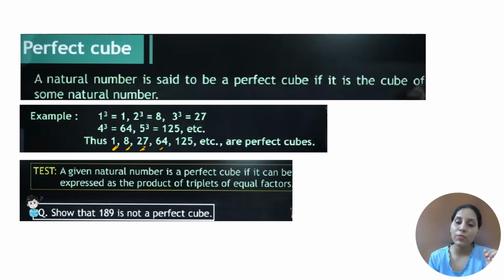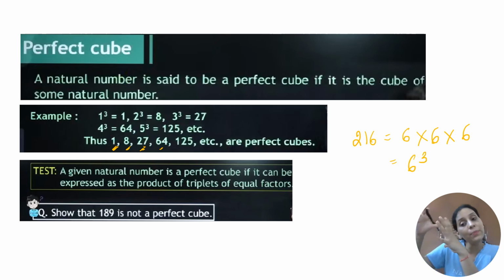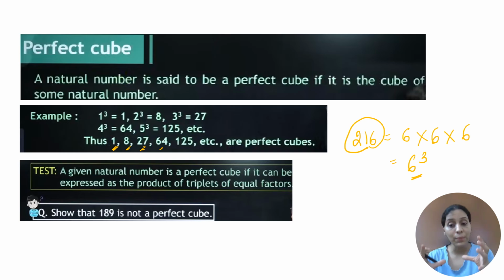Now for example, if I take 216, it can be written as 6 into 6 into 6. So therefore it can be expressed as a cube of some natural number. So 216 I can write as the cube of a natural number, that is 6. So any number that can be expressed as a cube of some other natural number is a perfect cube. So now let me reread the definition. A natural number is said to be a perfect cube if it is the cube of some natural number.